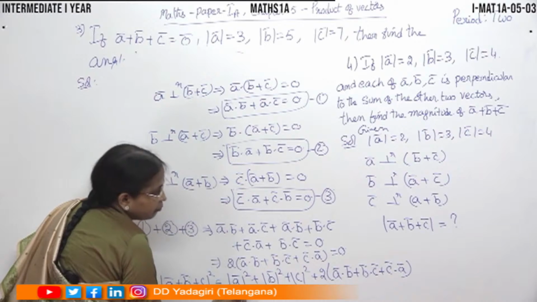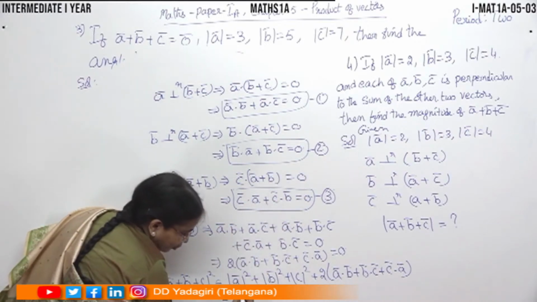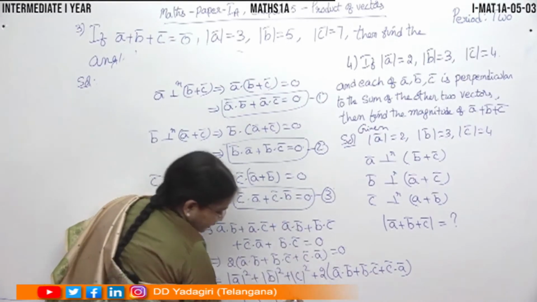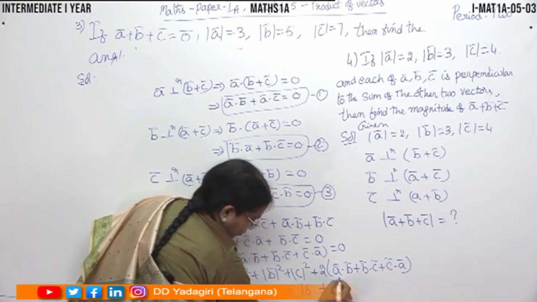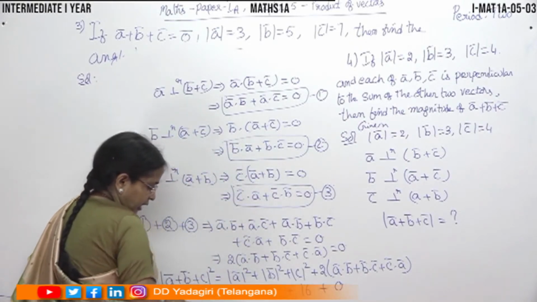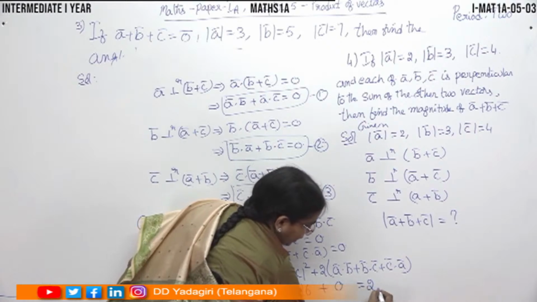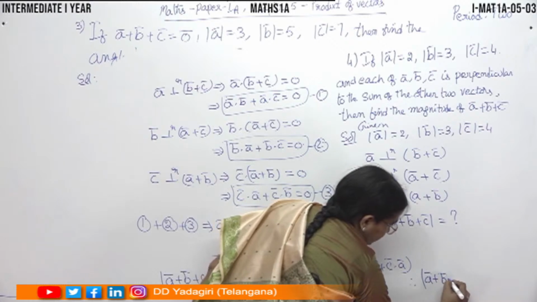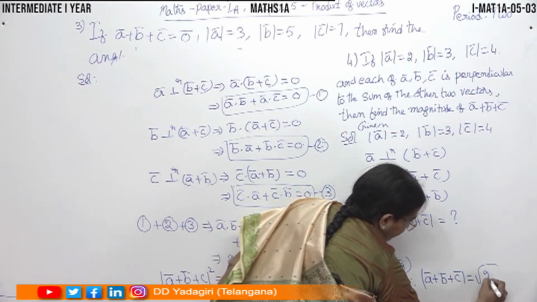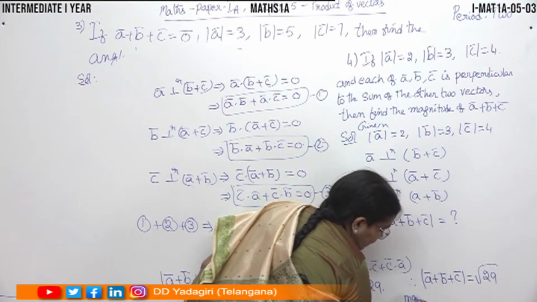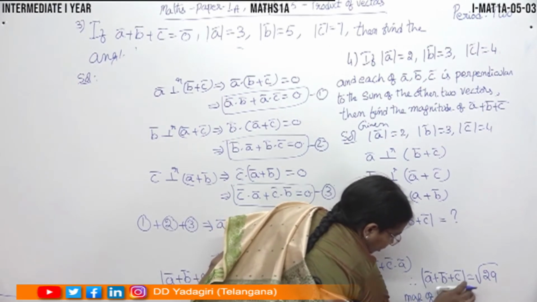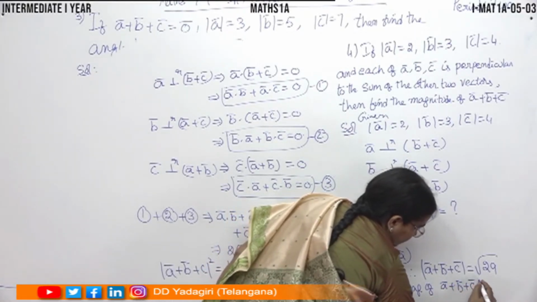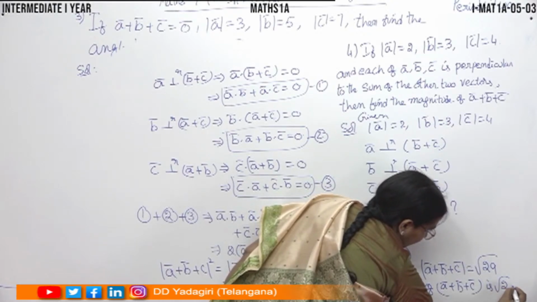So you will write mod A square value. Mod A square means 4 plus mod B square means 9 and mod C square is 16. And all this is 0. So you will get 29. This is equal to 29. Therefore, mod of A plus B plus C is equal to root of 29. So the magnitude of A plus B plus C is root 29.